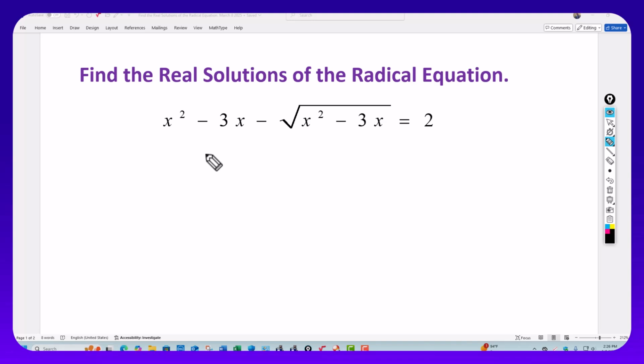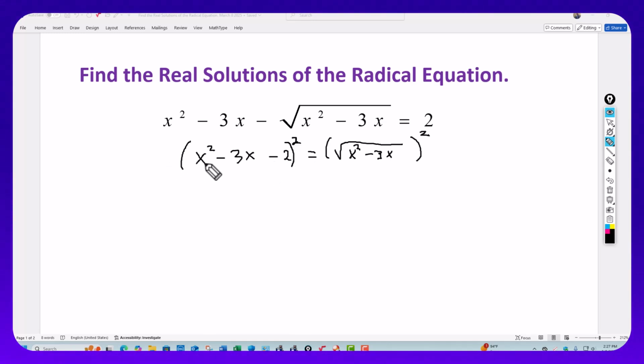Normally, when we have a radical equation, we want to isolate the radical, the square root here, and then square both sides. So I'm going to bring this 2 over to this side. It will be a minus 2 over here, changing the sign. And then the radical goes over to the right side. It becomes a plus, so this will be the square root of x squared minus 3x. Now we have the radical isolated, so we're going to square both sides.